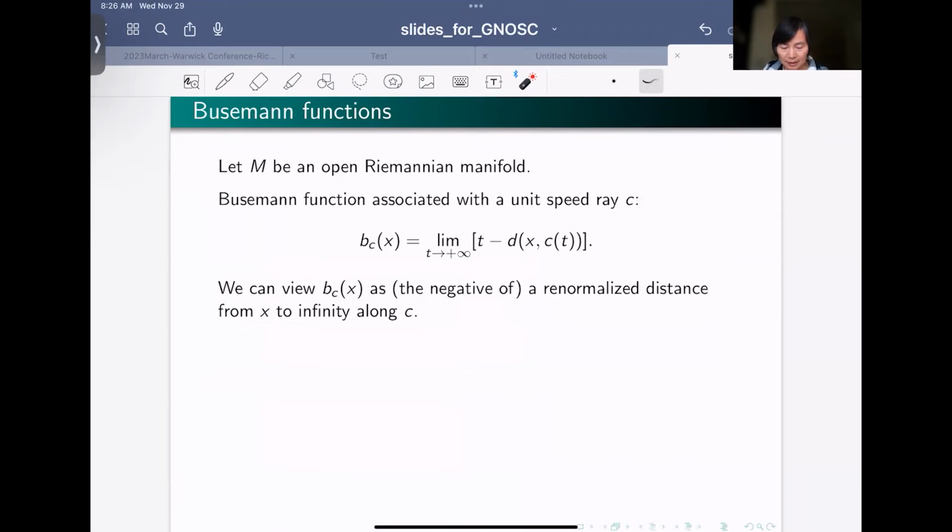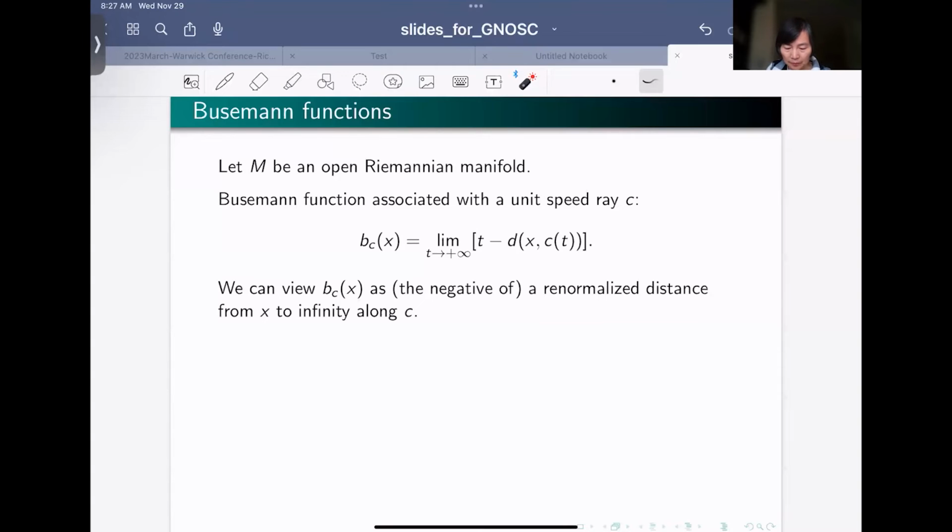Okay, so now let me start on the second part. It's about non-compact manifolds with Ricci curvature bounds. For non-compact manifolds, a very useful function is the so-called Busemann function. This is just a distance function. Namely, if you have a ray, you take x and take the distance to the ray, which gets bigger, but that's infinite. So we renormalize it by t. In some sense it's the distance from infinity, but renormalized.